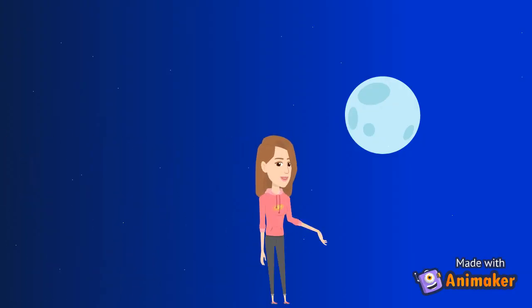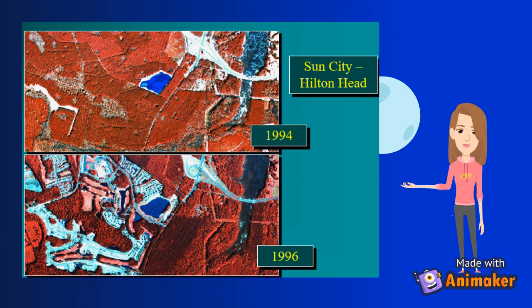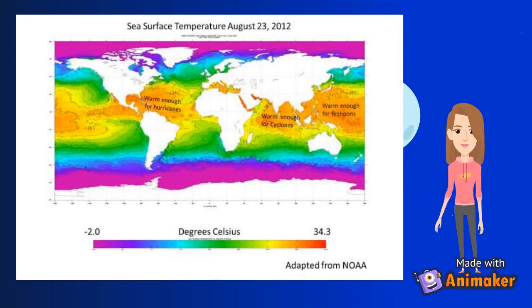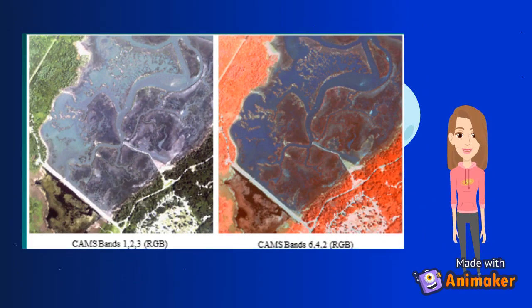Now, we will learn the use of satellite image. Satellite image can be used to determine urban area, water, vegetation, and weather. For urban area, satellite image is used for improving area and to differentiate land and water area. For water, satellite image is used to see the sea surface temperature, SST, around the world. For vegetation, satellite image is used to differentiate plant and building.